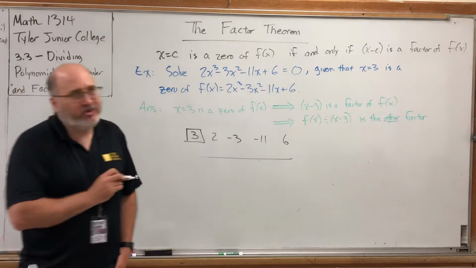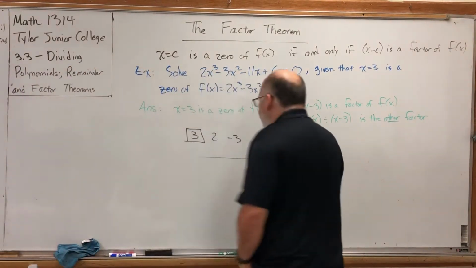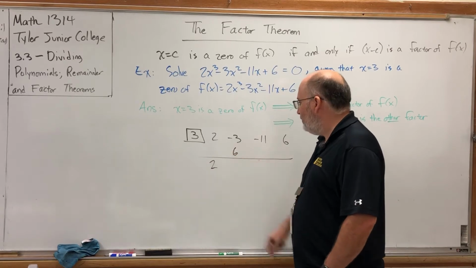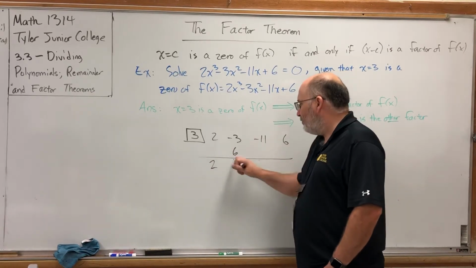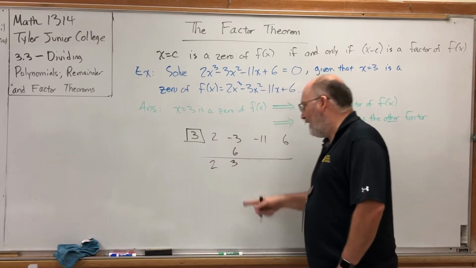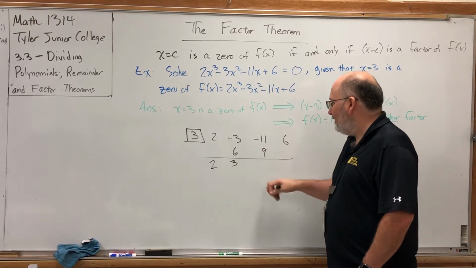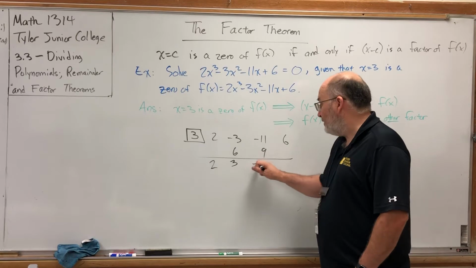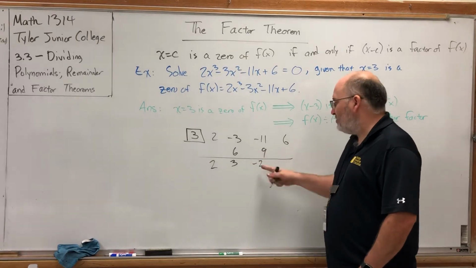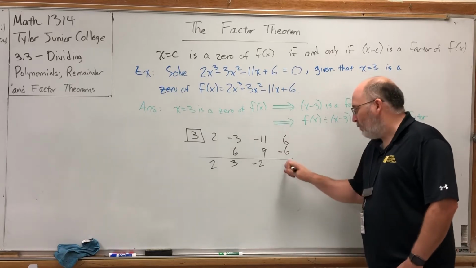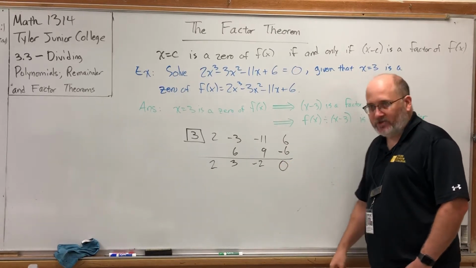And here goes the synthetic division. Bring down the first number, multiply by the box. 2 times 3 is 6. Add, negative 3 and 6 is 3, multiply by the box. 3 times 3 is 9. Add, negative 11 plus 9 is negative 2, multiply by the box. Negative 2 times 3 is negative 6. And as expected, when we add the last column, we get a remainder of 0.